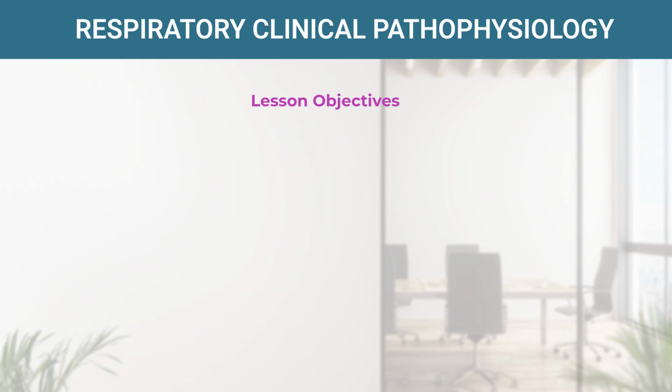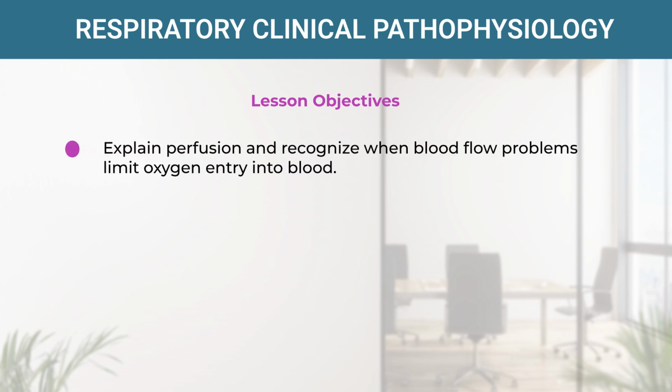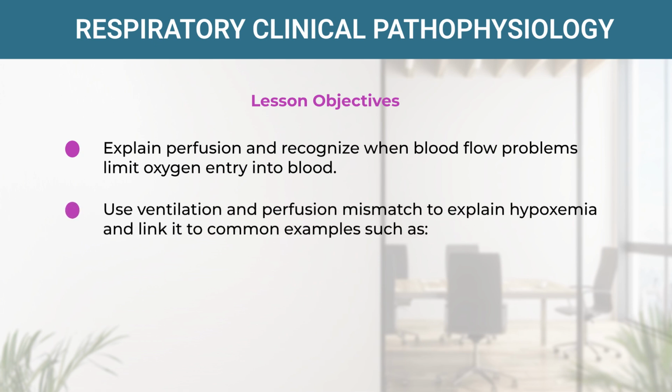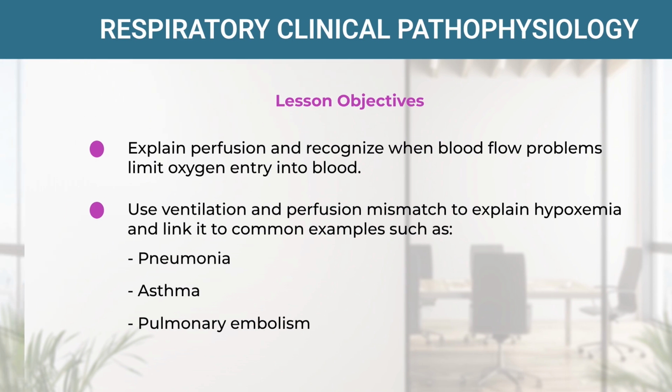By the end of this lesson, you will be able to explain perfusion and recognize when blood flow problems limit oxygen entry into blood. Use ventilation and perfusion mismatch to explain hypoxemia, and link it to common examples such as pneumonia, asthma, and pulmonary embolism.